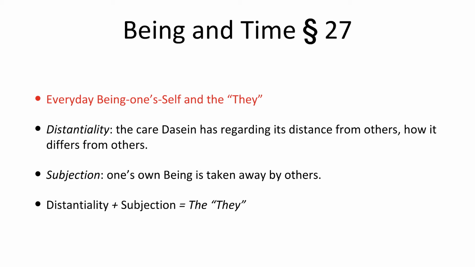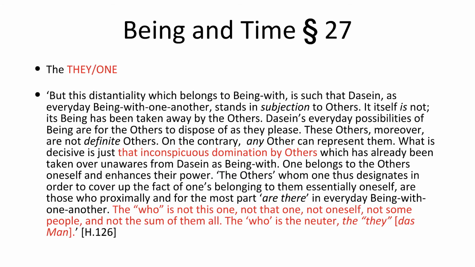The I that's making choices, the I that's deciding, is deciding in the way they do, or the way one does. He writes on 126, "But this distantiality which belongs to Dasein is such that Dasein, as everyday being with one another, stands in subjection to others. It itself is not. Its being has been taken away by the others. Dasein's everyday possibilities of being are for the others to dispose of as they please. These others, moreover, are not definite others. On the contrary, any other can represent them. What is decisive is just that inconspicuous domination by others." I highlighted that passage: the inconspicuous domination by others.